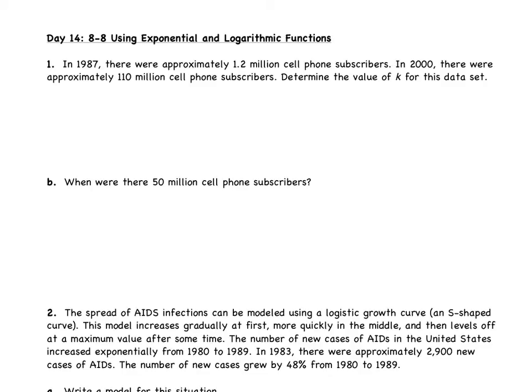So problem 1 says, in 1987, there were approximately 1.2 million cell phone subscribers. In 2000, there were approximately 110 million cell phone subscribers. Determine the value of K for this data set.